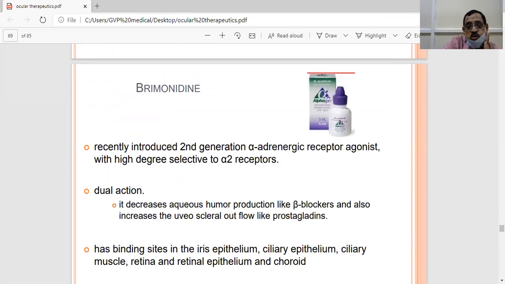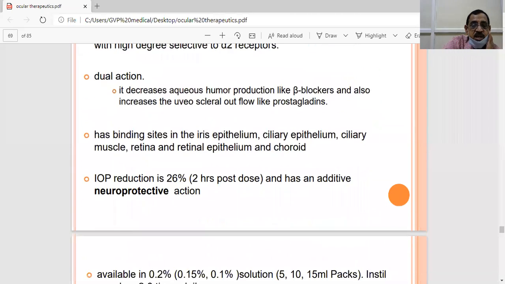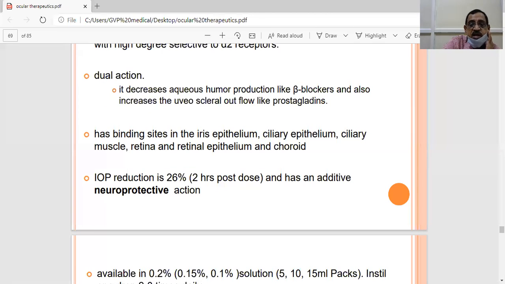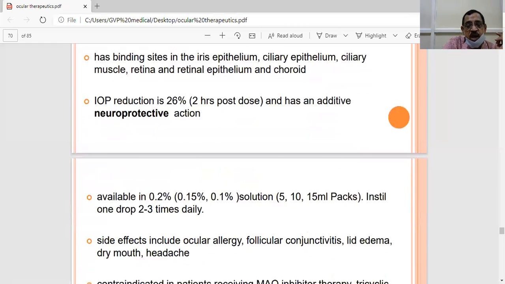It decreases aqueous production like beta blockers, and also increases uveoscleral outflow like prostaglandins. It has binding sites in the iris epithelium, ciliary muscle, retina and retinal epithelium, and choroid. IOP reduction with its usage is around 26% at 2 hours post-dose, and it has an additive neuroprotective action.